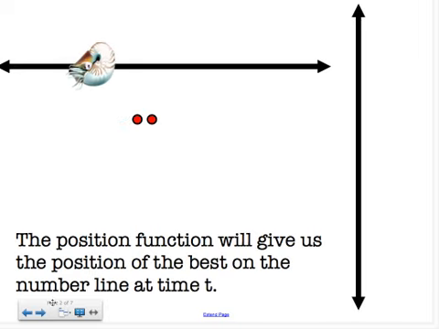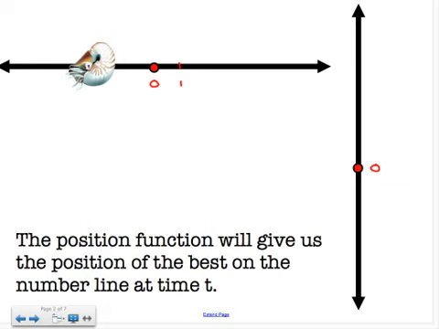Now, we'll start with a position function that tells you the position of the beast on the number line at any time t. And if you're going to talk about position, you have to have a starting point for reference. So a natural spot for us is to use the x and the y-axis as our lines and to use the origin as the reference point. So when we have a position function, it's going to tell us where on the number line our beast is at time t, and when we give it a t value, it will give us a position on the number line.